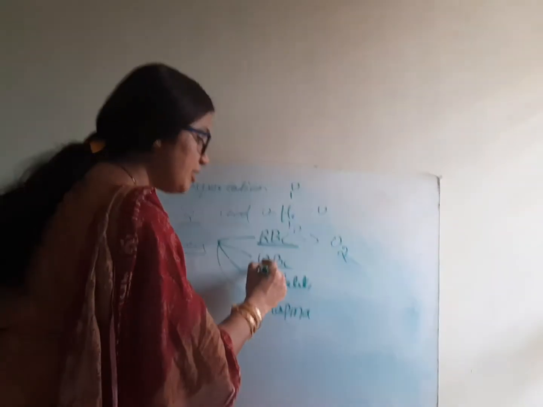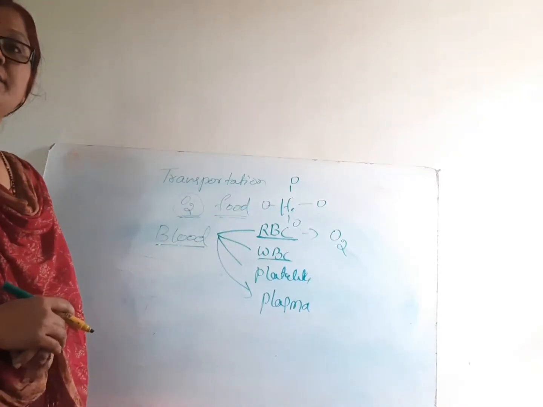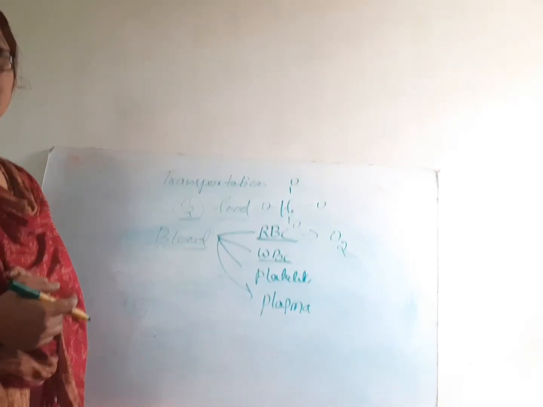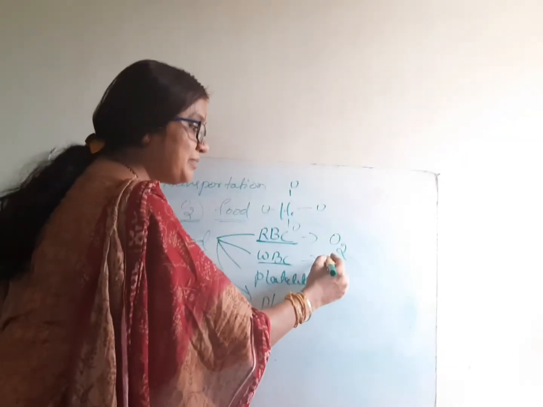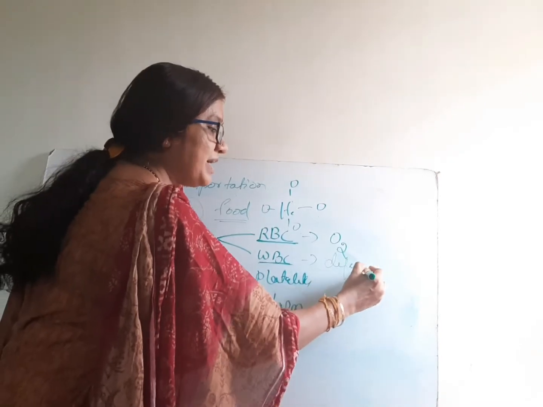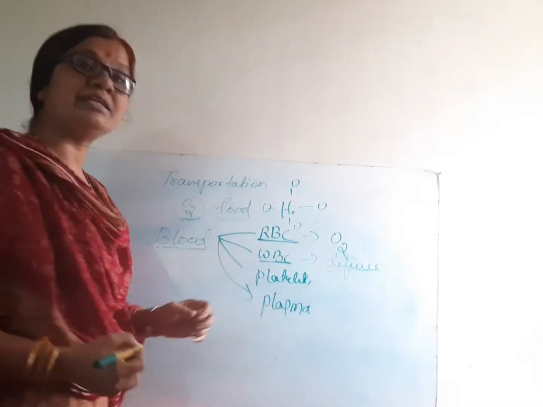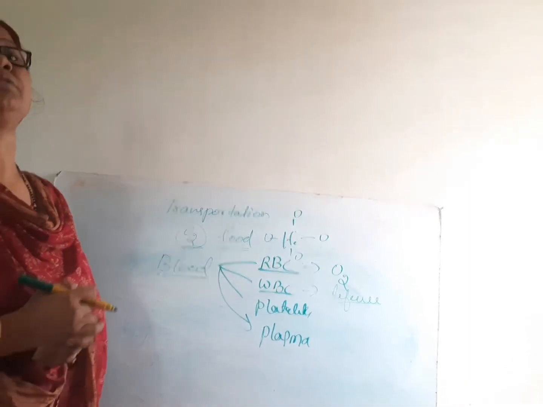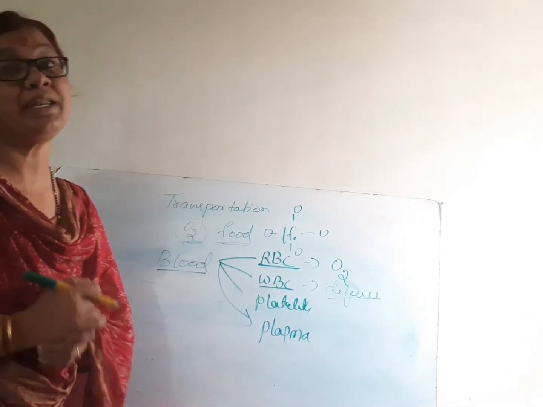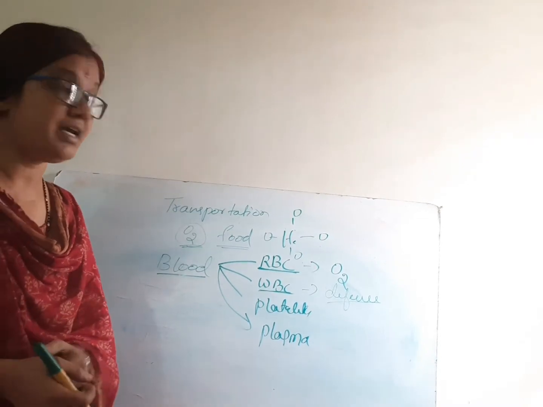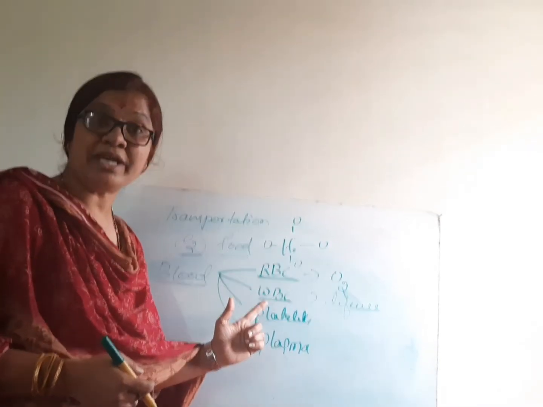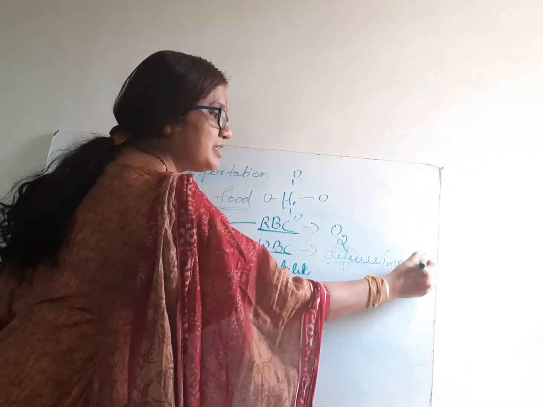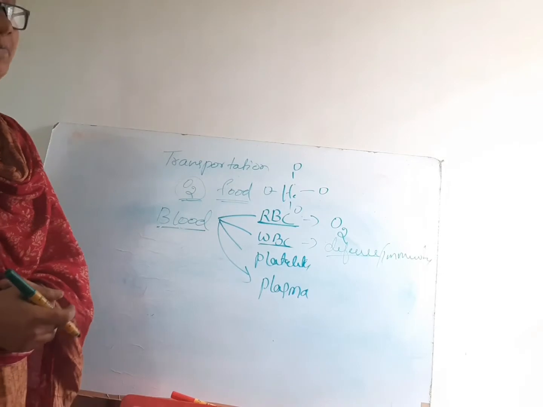And what is the function of WBC? WBC means white blood corpuscles. It helps in bringing up the defense mechanism. They act as an army, as soldiers to our body. They protect our body from many diseases, from many pathogens. They play a major role in building immunity. The immune system is because of WBC.